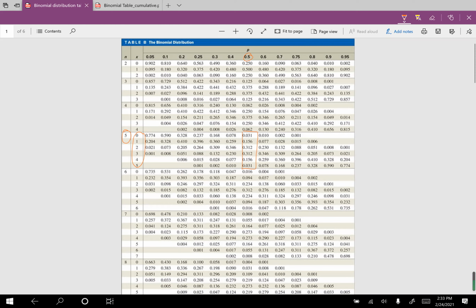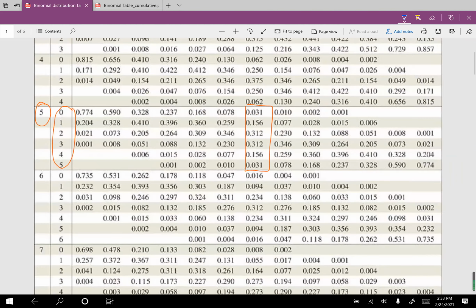0. Let's do it here. So we have 0.031. That's up to this point, right? Up to x equals 0, you have probability 0.031. When we consider 0 and 1, that means up to 1 together. So you have two probabilities, right? Add those up. 0.031 plus 0.156 gives us 0.187.